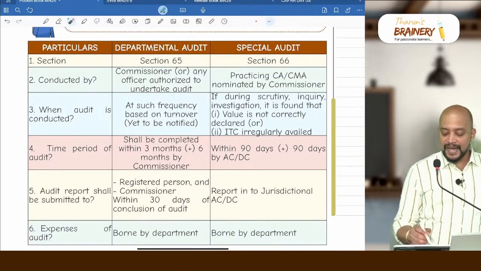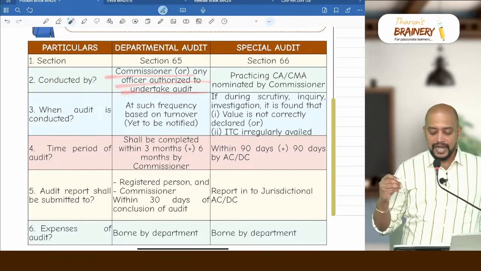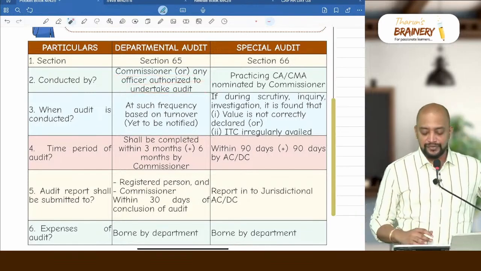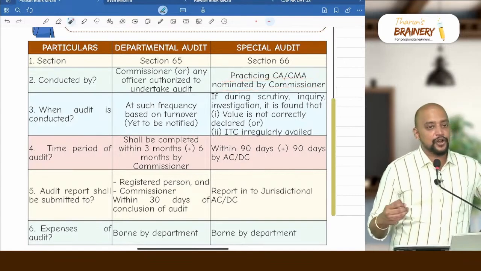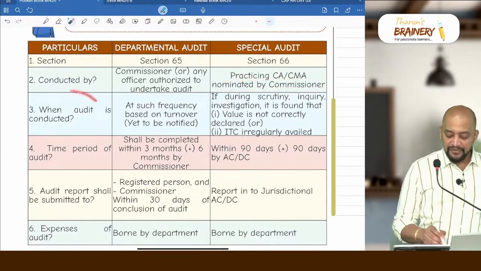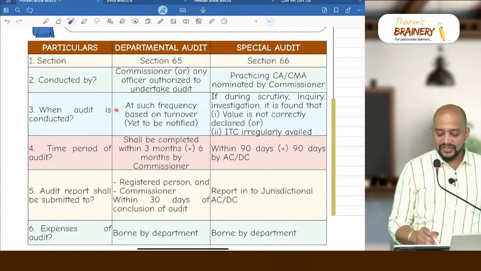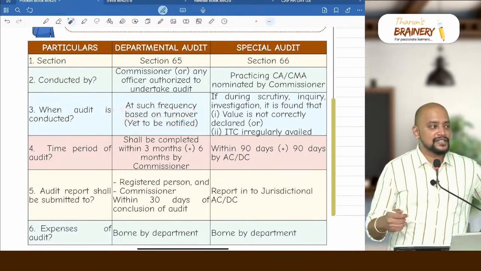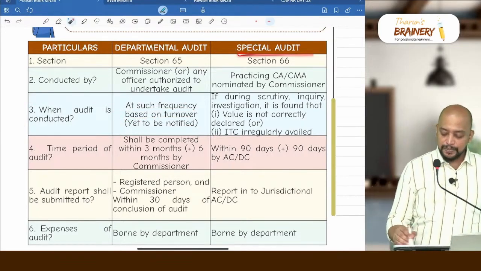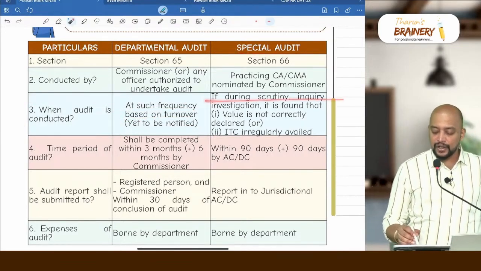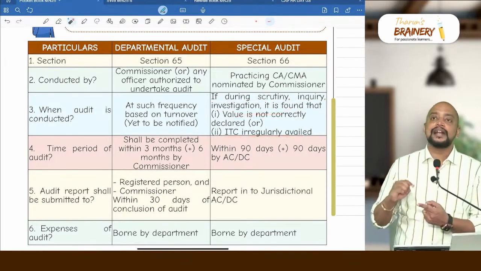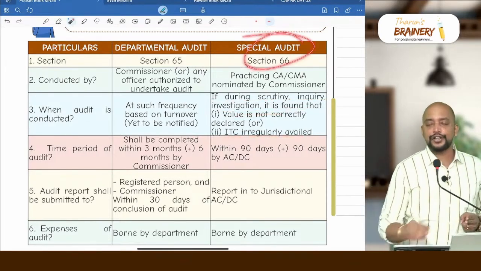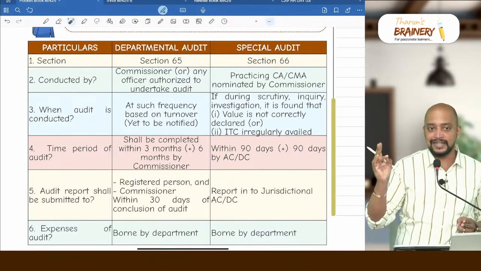Who will conduct the departmental audit? The Commissioner or any officer authorized to undertake audit. Whereas special audit will be by a practicing CA or CMA nominated by the Commissioner. Departmental audit is conducted at a frequency based on turnover, which is yet to be notified. And special audit, if during scrutiny, inquiry or investigation it is found that value is not correctly declared or ITC irregularly availed. So special audit is only in case of value and ITC discrepancy.